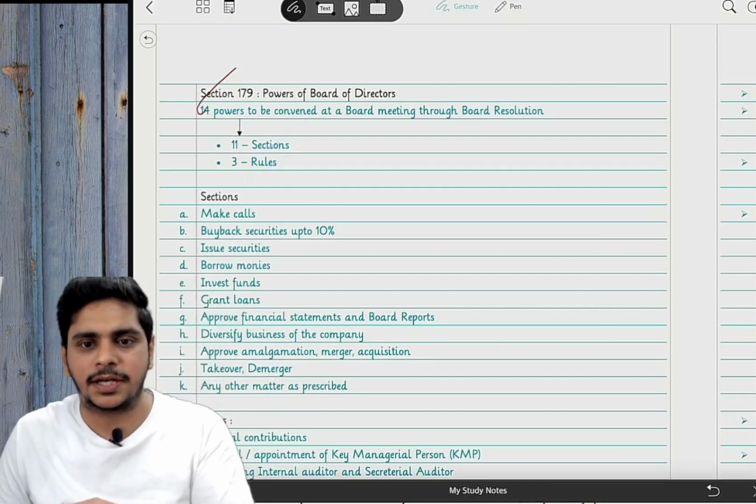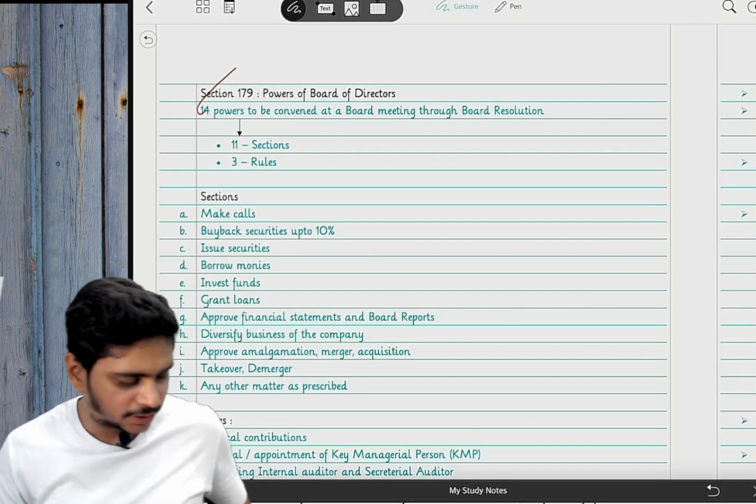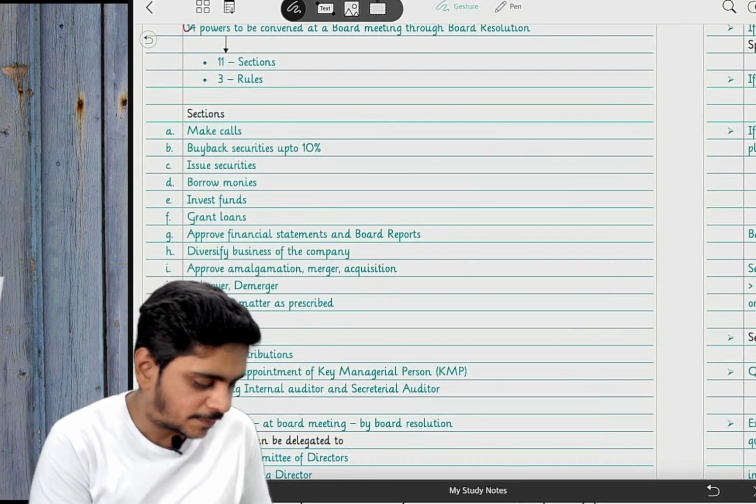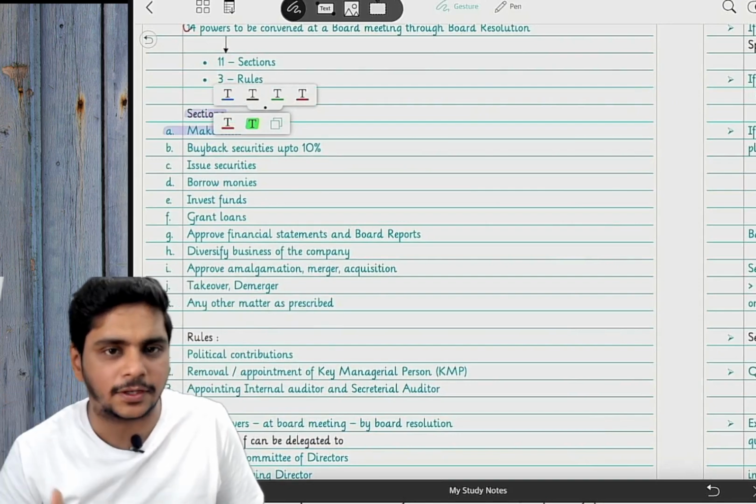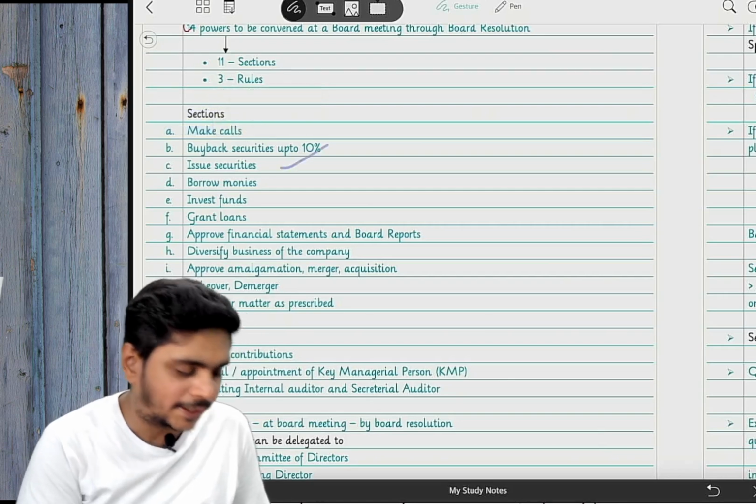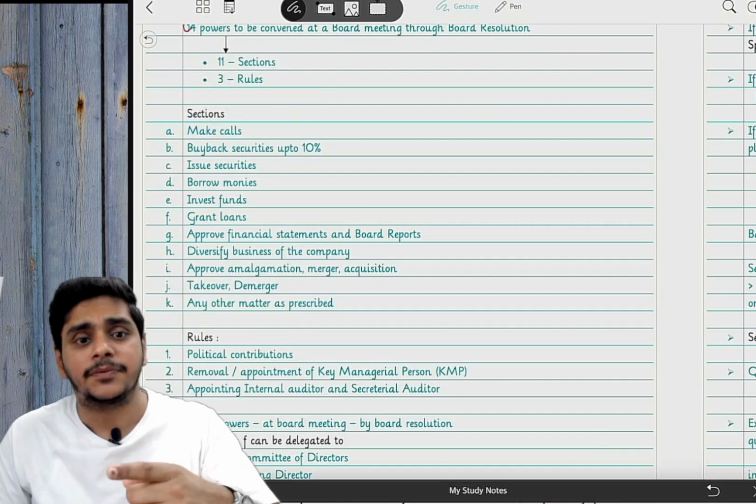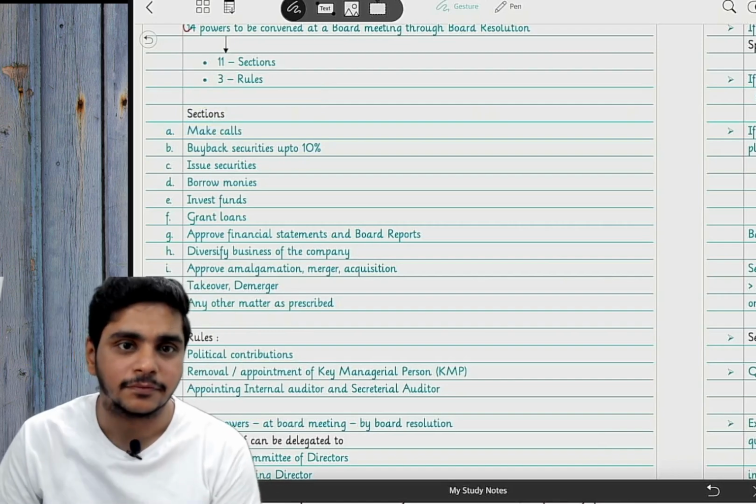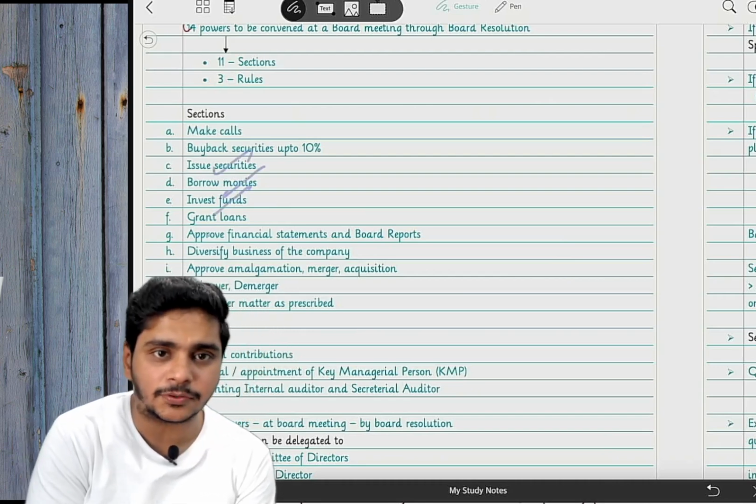Sir, section of which act? Companies Act, year 2013. Okay. 11 in section 3 rules. What does it say? So first power to make call, like call money, first call, second call, final call. Number 2, to buy back the securities up to 10%, because above 10 it is member's power till 25. Then to issue securities, to borrow money, to invest fund, to grant loan.